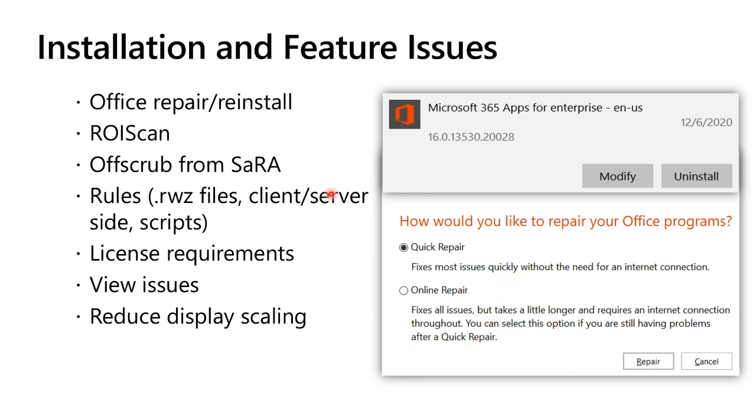And then ROS scan is a VB script that can be downloaded from the web. This helps to identify all installs of Office on that machine, which can be used to identify if there are any conflicts with the versions and products installed.